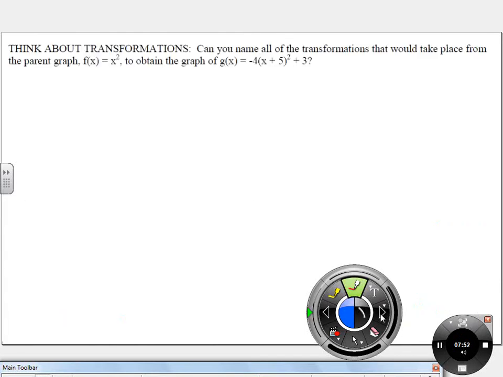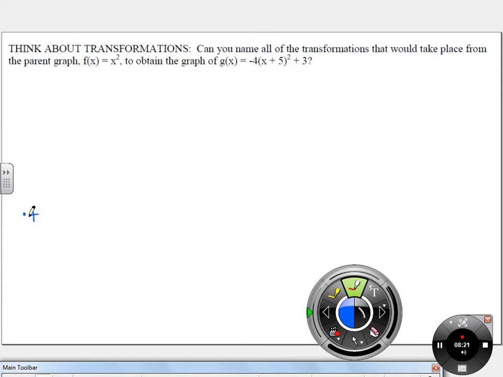All right, so now that we know what everything does, at the bottom it says, think about these transformations. Can you name all of the transformations that would take place from the parent function, which would just be f of x equals x squared, to obtain the graph of g of x equals that big equation up there? So what are all the things you would have to do to this poor little x squared parabola sitting on the graph to get it to become that other function? Sean, give me one of the transformations.